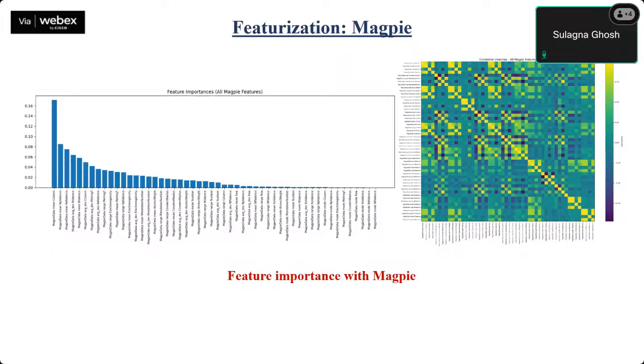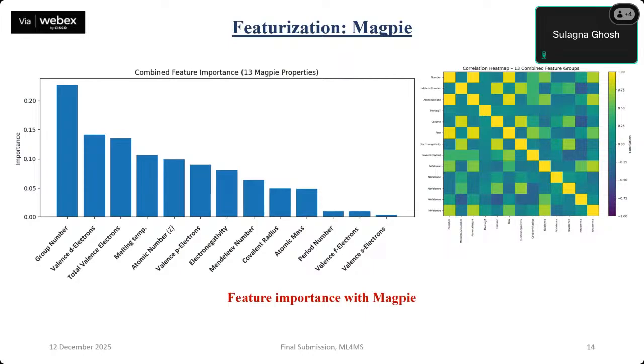Here we have 52 columns, so we have tried to summarize it a little bit. Here I have combined the mean, average, and those parts for each single element into one column. So we can see that the most prominent features are group numbers, the valence electrons, the electronegativity, etc. And this heat map shows the correlation between those 13 combined features.